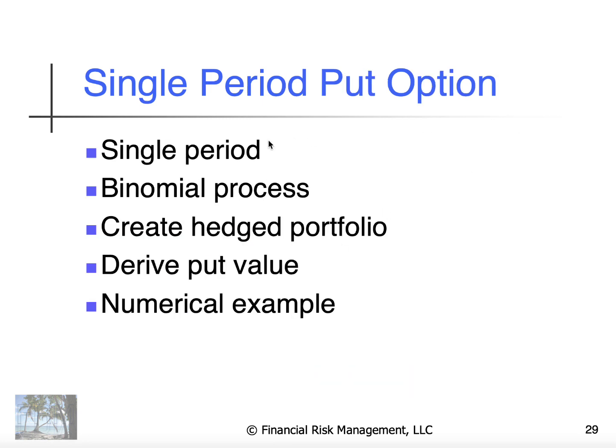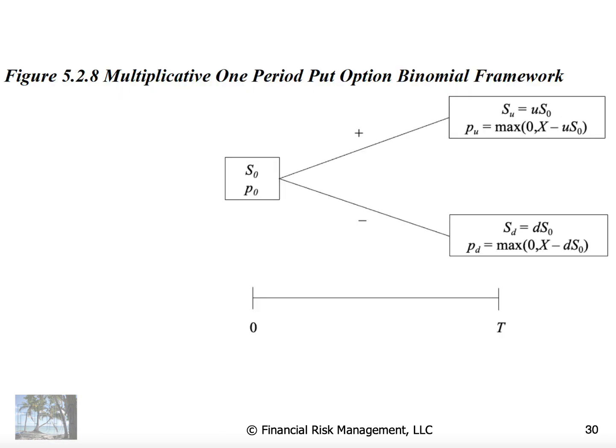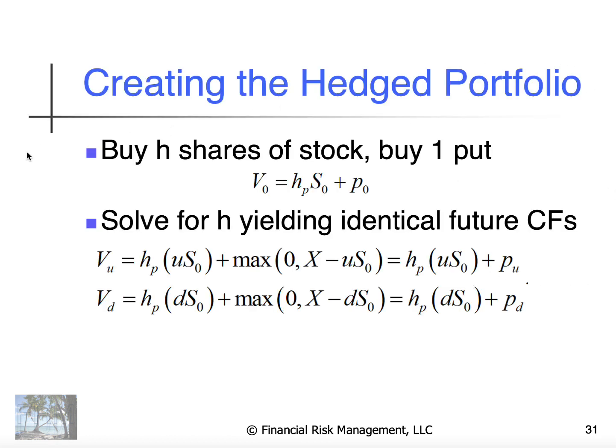So a single period put is derived in a very similar fashion. In this case, the put option, if up occurs, is X minus u times S0. Remember, if the price goes up, then the value of the put goes down. Thus, we see a clear similarity with call options. This is a binomial model with two arcs, a single node initially and two nodes at expiration.